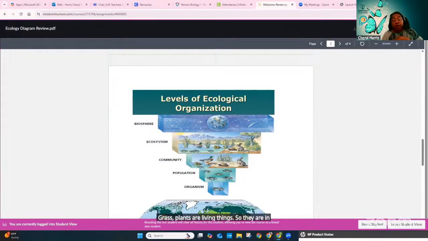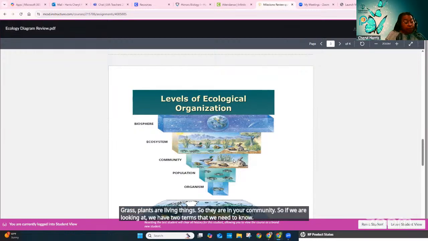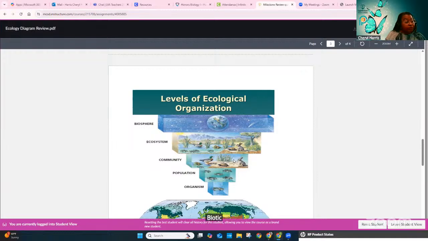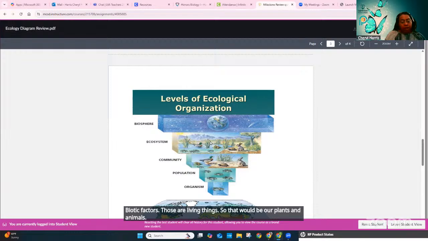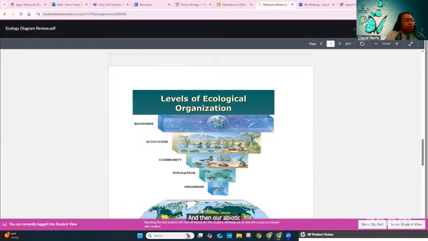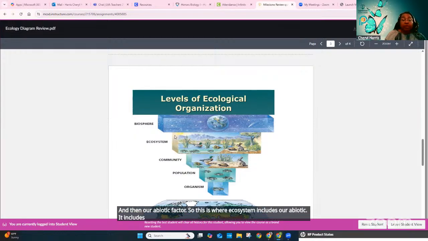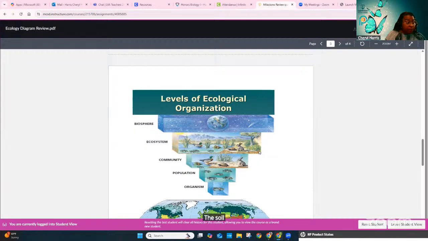We have two terms that we need to know: biotic factors. Those are living things, so that would be our plants and animals. And then our abiotic factors. This is where ecosystem includes our abiotic. It includes the water, the sunlight that you see up here in the corner. It includes the air, the temperature, the air is important. The soil that grows the plants is important. So those things are part of your ecosystem.